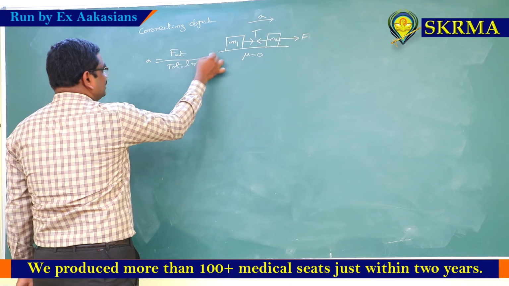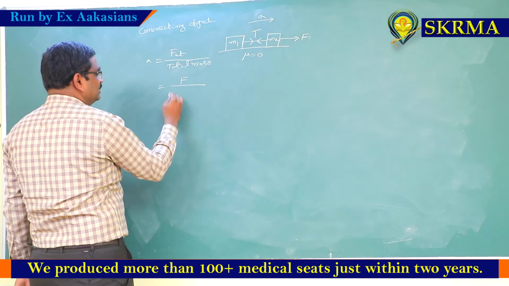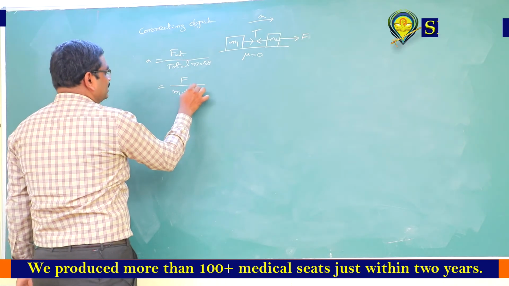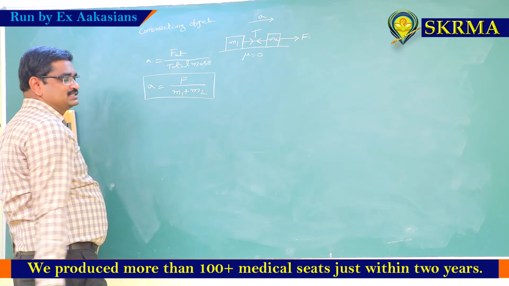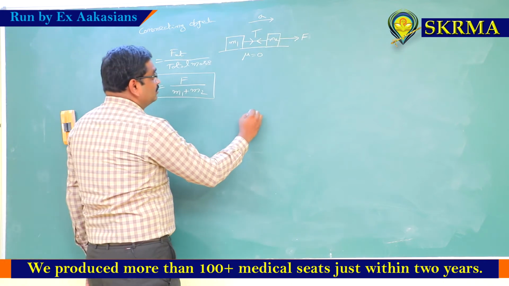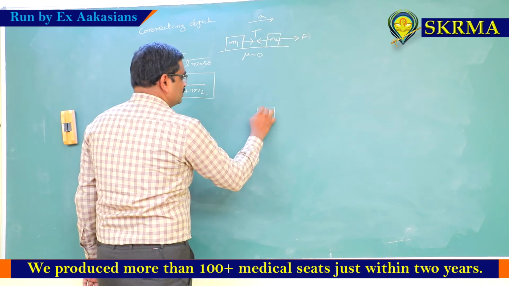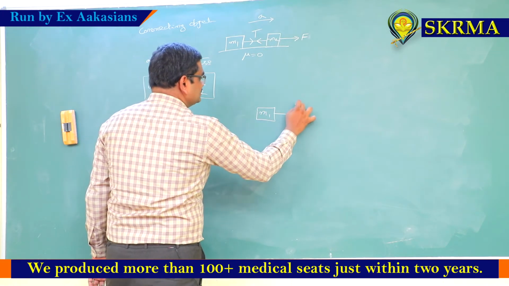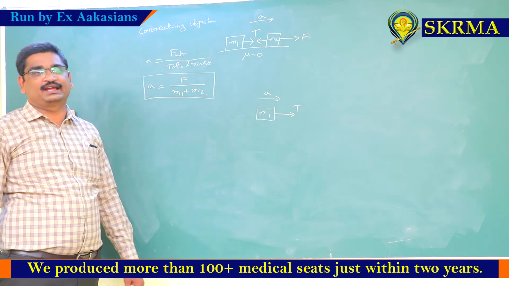What is the net force here? Only one force is there, that is the applied external force F only. Total mass is m1 plus m2. This is the acceleration in this case. Now draw the free body diagram for mass m1. For mass m1, only one force is acting, that is tension only, and acceleration is directed towards right.